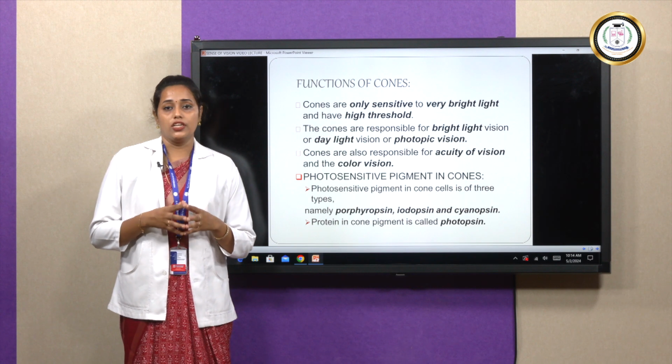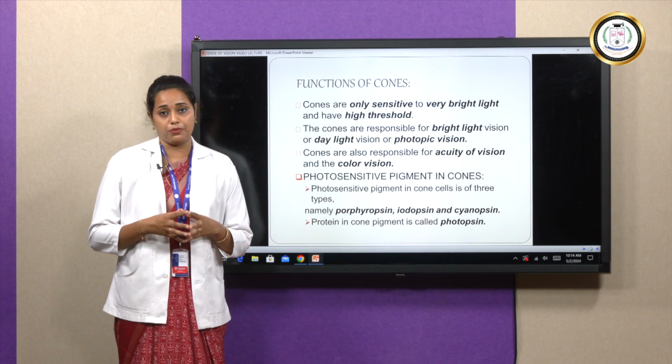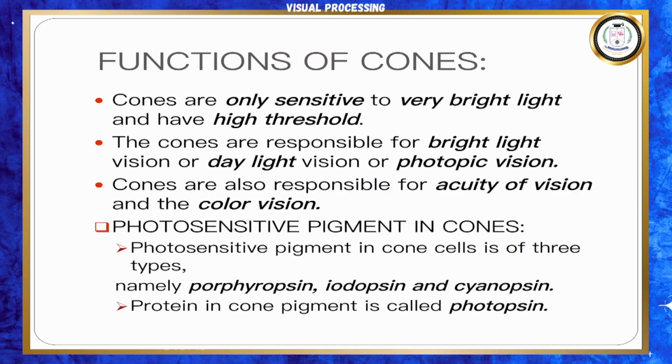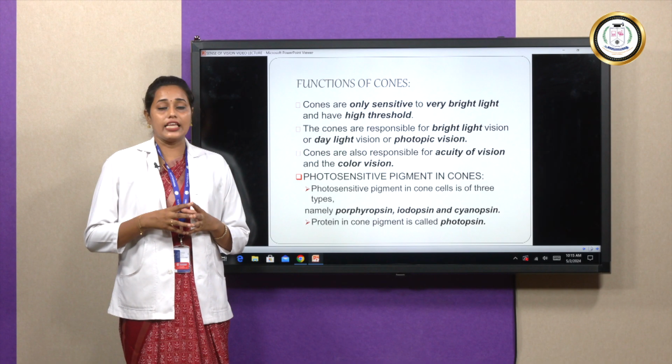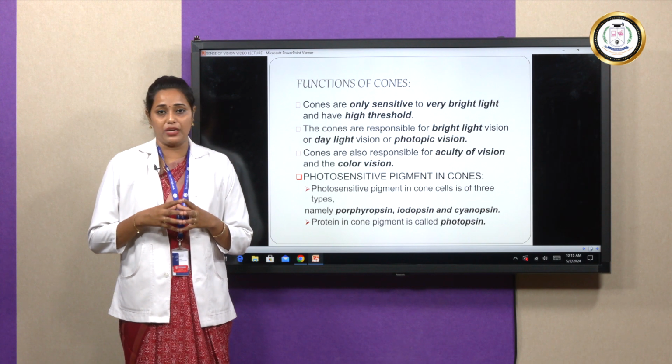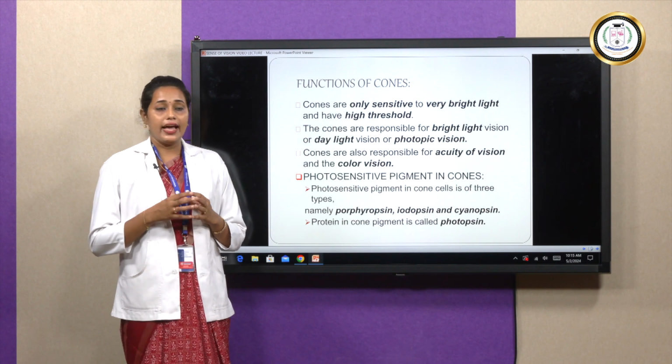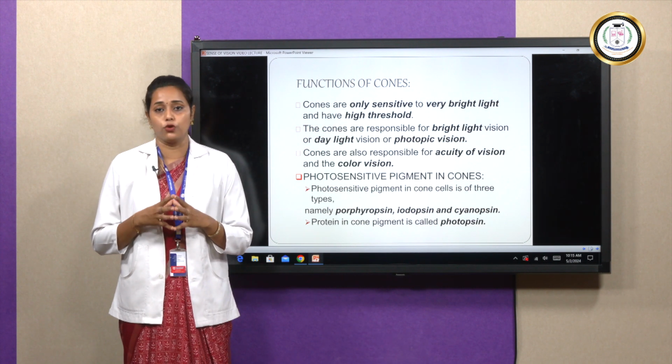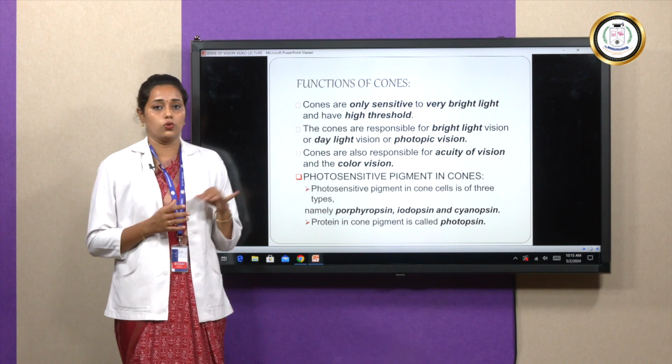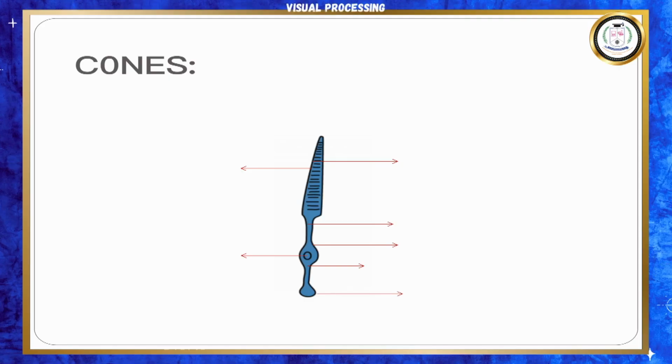So in general, we have three photosensitive pigments in cones, namely porphyropsin, iodopsin, and cyanopsin. These are the three photosensitive pigments which are present in cones, and we have a protein called photopsin which is also present in the cones. Next, we'll see about the structure of cones.